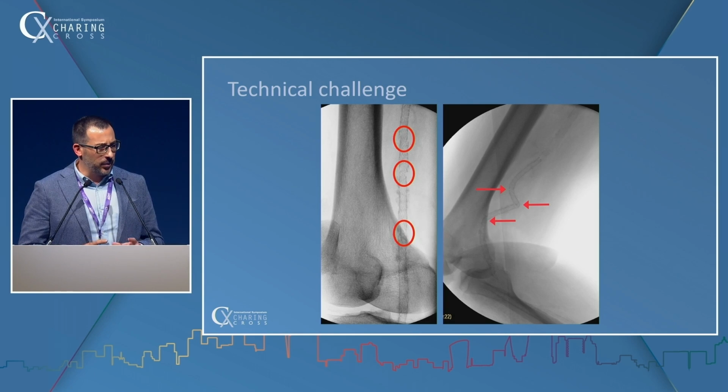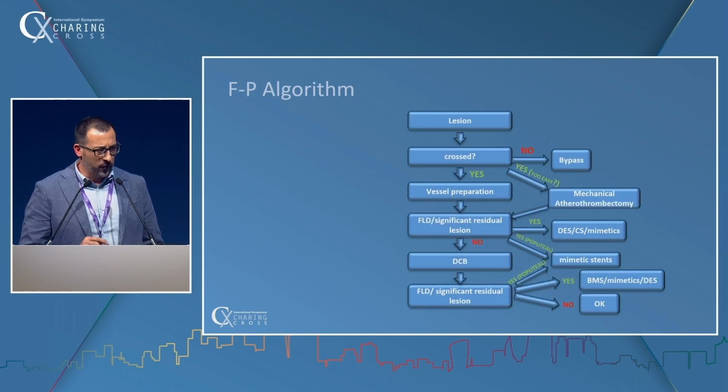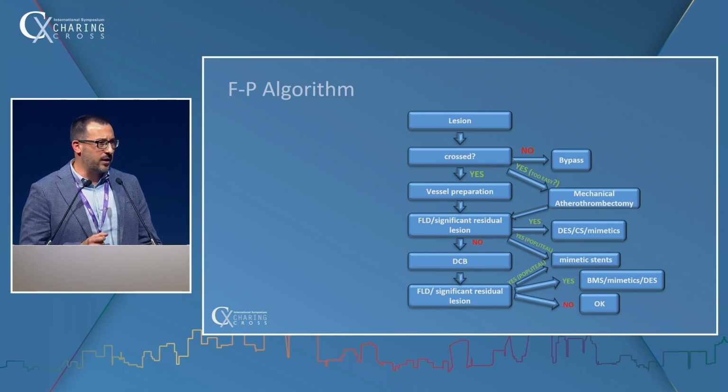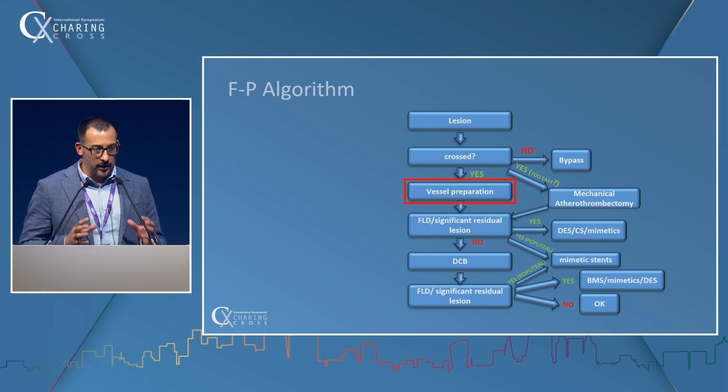Here is a clear example of what we can find using stents in this area. These 3 fractures match the 3 flex points when the patient bends the knee. For this reason, in my FemPop algorithm, the main way is the drug-coated balloon way. But the important thing here is everything depends on the result of the vessel prep. This is a key point.